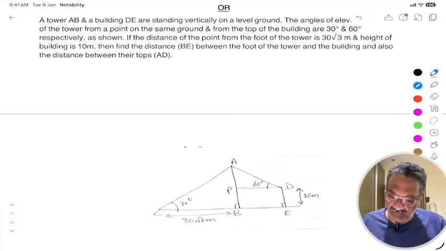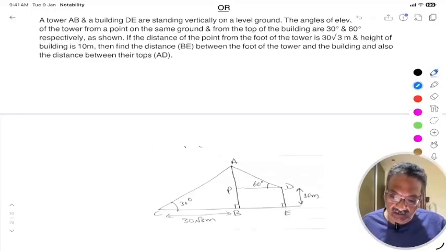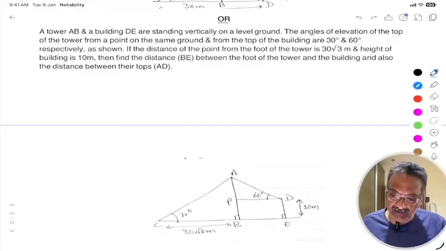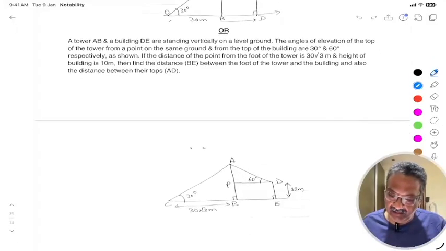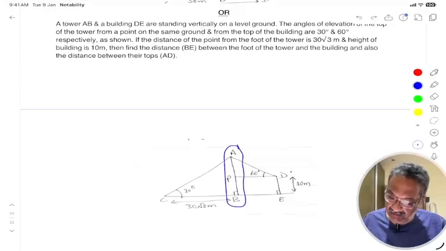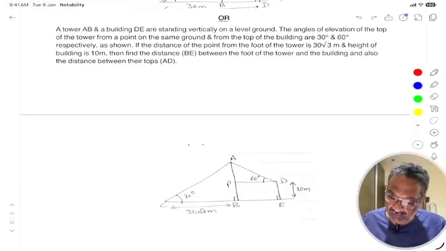OR part. Okay, so we have a tower AB and a building DE standing vertically on level ground. The diagram is given. We have tower AB. AB is the tower and DE is the building. They are standing vertically on level ground. This is the tower and DE is the building. The angle of elevation of the top of the tower, the top of the tower and the A.